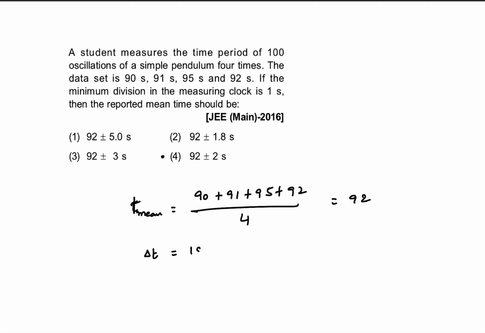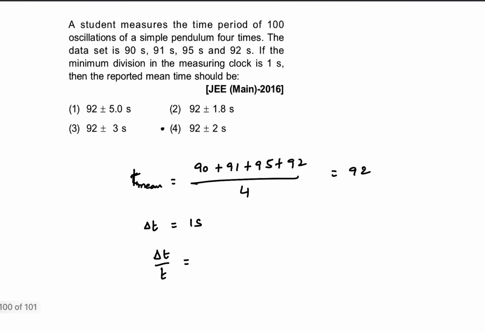Next, we can see what the error in that is. So we can see delta t, I am writing small delta t, small t, and delta t also I am writing. You can say 1 second. Now delta t divided by t is equal to how much? The delta t value is 1 second. The T value is 92.